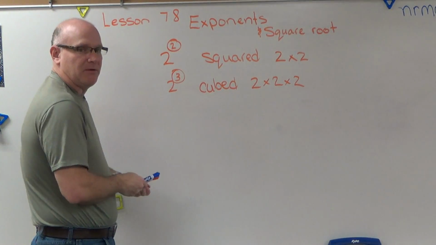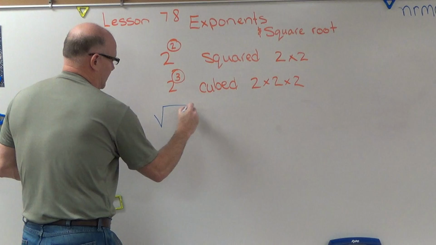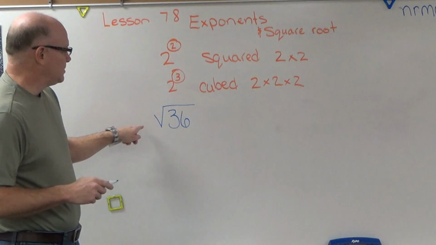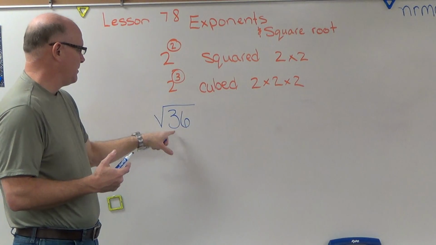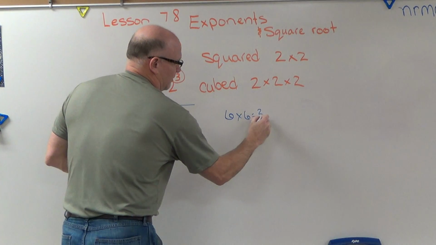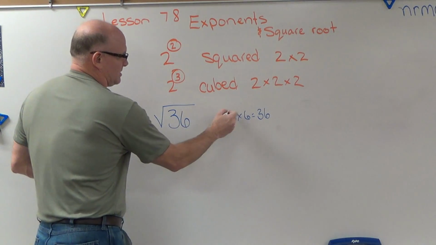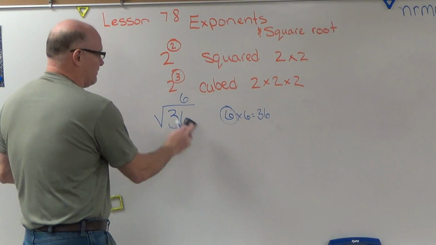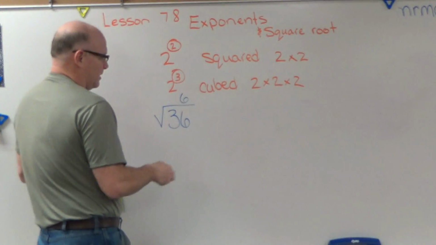And then the last thing I want to talk about right now is square root. This is a square root symbol. Anything that's square root is just what 2 numbers that are the same, or squared, will give you that number. So here, 6 times 6 equals 36. So the square root of 36 is 6. So the square root of anything is just the number that multiplies by itself to give you that number.